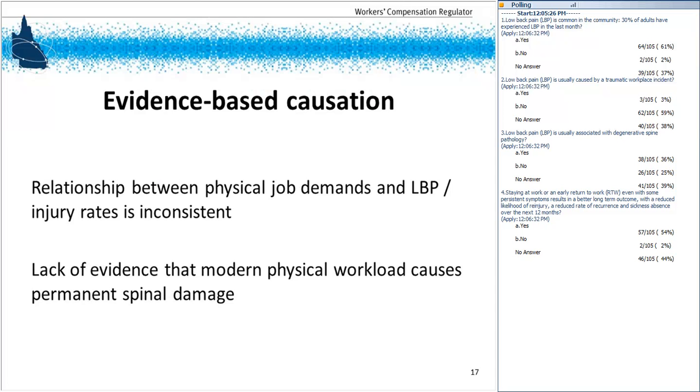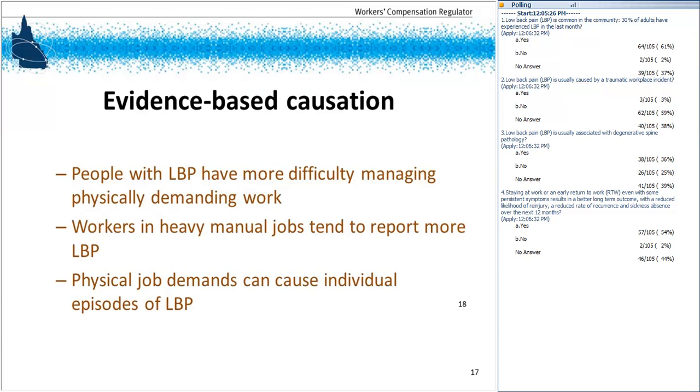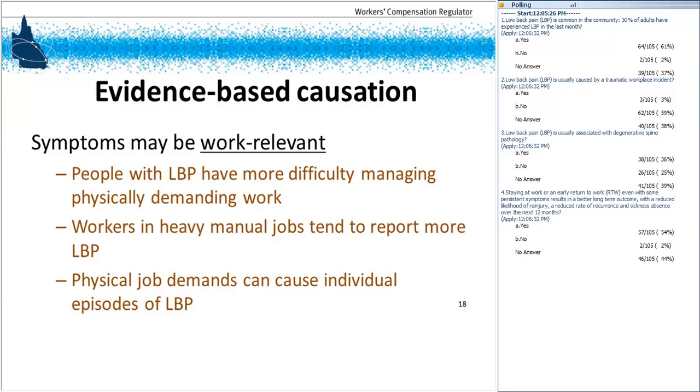But in brief, there is a lack of evidence to support a clear causal relationship between physical work demands and low back pain or injury, and there's a lack of evidence that the modern physical workload causes permanent spinal damage. Low back pain symptoms may, on the other hand, be work relevant and may fluctuate in response to work. We know that people with low back pain do have more difficulty in managing physically demanding work, and workers in heavy manual jobs tend to report more low back pain.